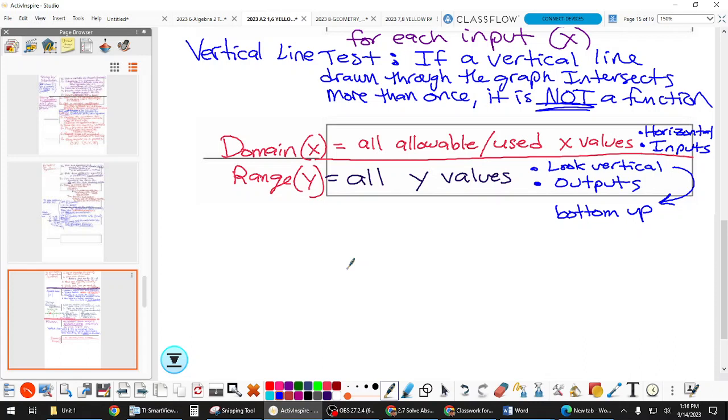So what we're going to get into is identifying whether something is a function and giving its domain and range. Okay? And then we're going to talk about how to evaluate functions. Like I said, there's a lot today. And then we'll be done. Everybody good? Let's do a couple and then you'll see what I mean.